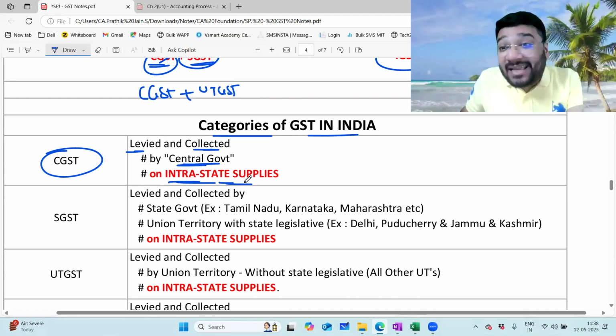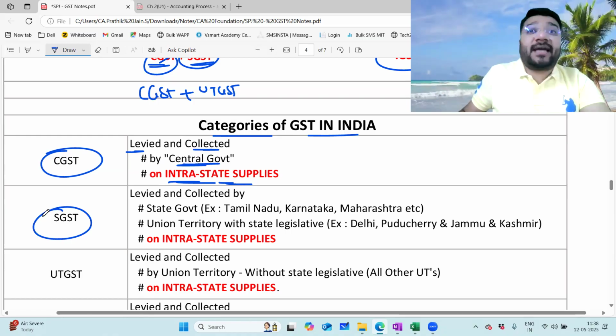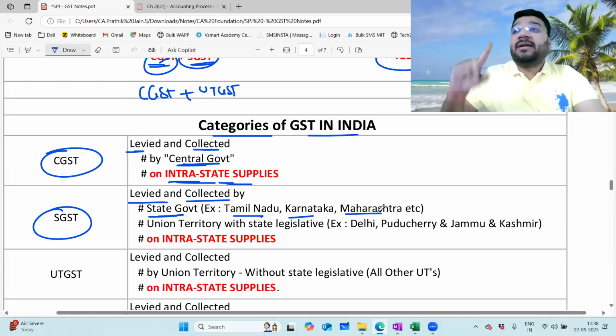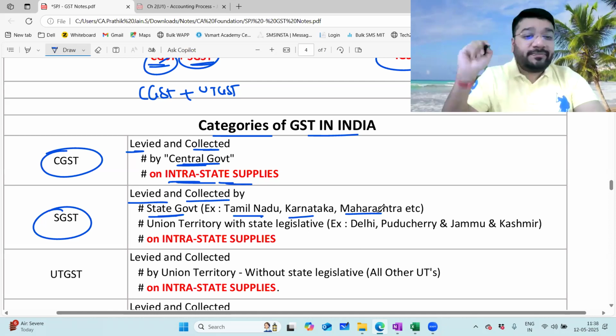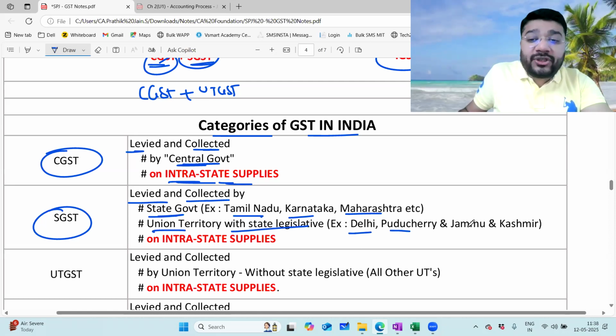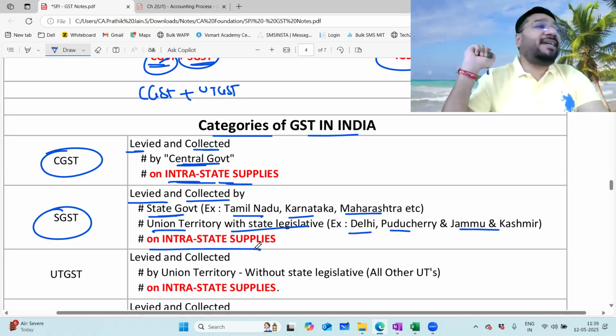Which supply? Intrastate supply. SGST stands for State Goods and Service Tax. Levied and collected by the state government. State government like Tamil Nadu, Karnataka, Maharashtra, Delhi, Puducherry and Jammu and Kashmir. Union territories with state legislative assembly. Delhi, Puducherry and Jammu and Kashmir. On what? Again, intrastate supply.